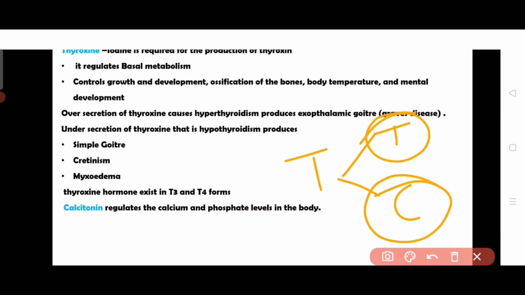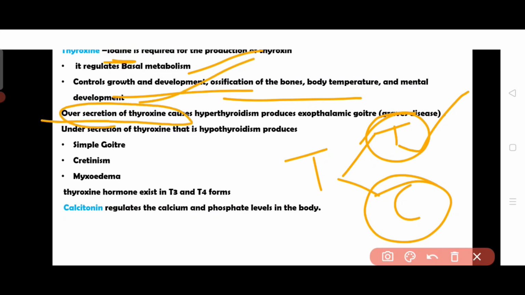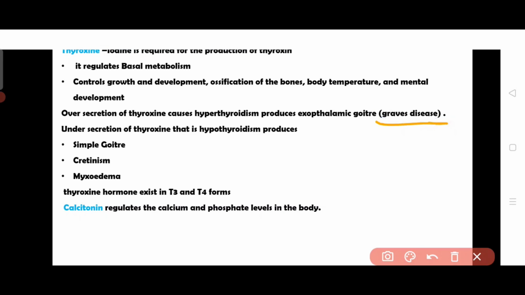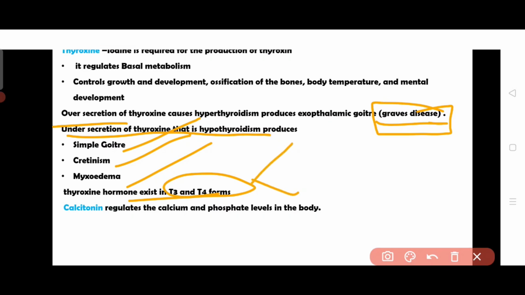Thyroxine requires iodine for its production. It regulates the basal metabolism, controls growth and development, ossification of the bones, body temperature and mental development. Oversecretion of thyroxine causes hyperthyroidism, which produces exophthalmic goiter, that is Graves' disease. Undersecretion of thyroxine leads to simple goiter, cretinism and myxoedema. This thyroxine hormone exists in both T3 and T4 forms.